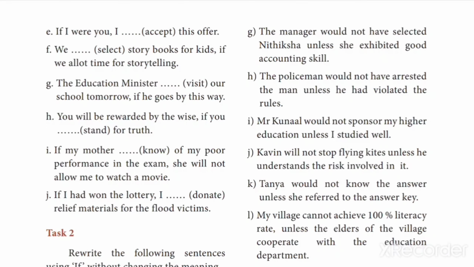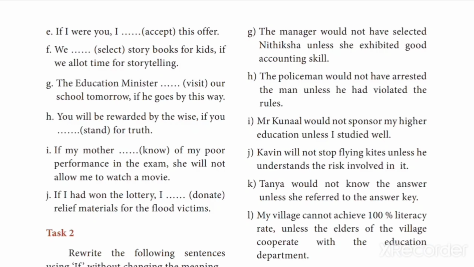Now we have come to the next page, 125, where we continue task 1. Now we could see sentence E at the left top corner. If I were you. See the verb here in the if clause, it is were. So naturally it is in second conditional, so the main clause must be would plus infinitive. So the answer is, if I were you, I would accept this offer.